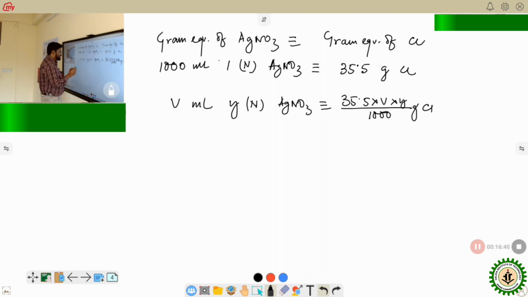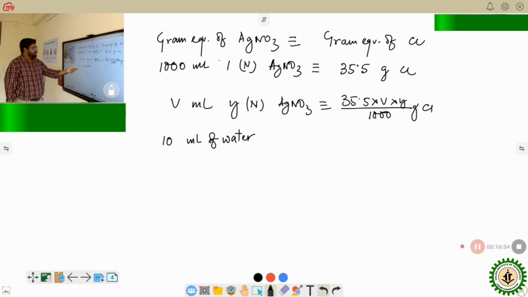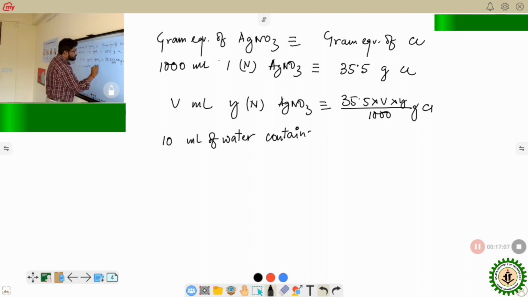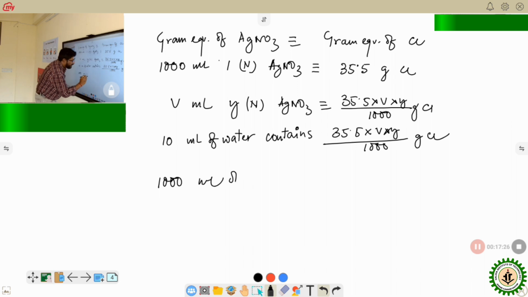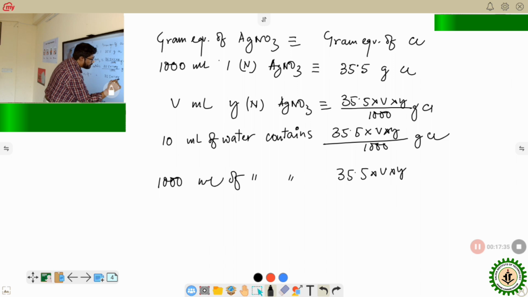taken volume for titration. That means, let's say we have taken 10 ml of water sample. Let's say we are doing the titration by taking 10 ml of tap water or any water. You can also take 25 ml, no problem. Whatever you have taken, write it here. So 10 ml of tap water, let's say it contains this, then 1000 ml of water contains this.